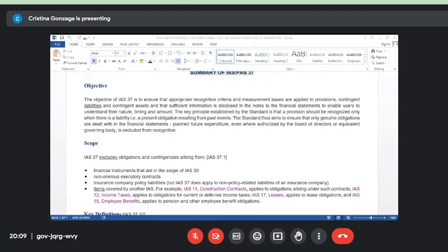So, ano ibig sabihin ng provision? It is an existing liability of uncertain timing or uncertain amount. Hindi mo alam kung kailan siya babayaran, or hindi mo alam kung magkano exactly ang ibabayad mo. Okay, but one thing for sure, it is already an actual liability or an existing liability.